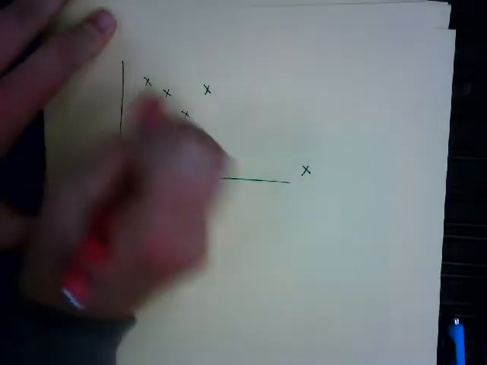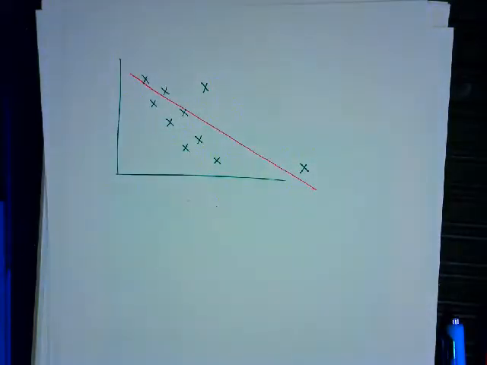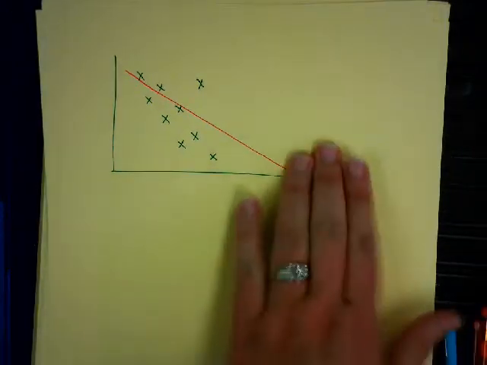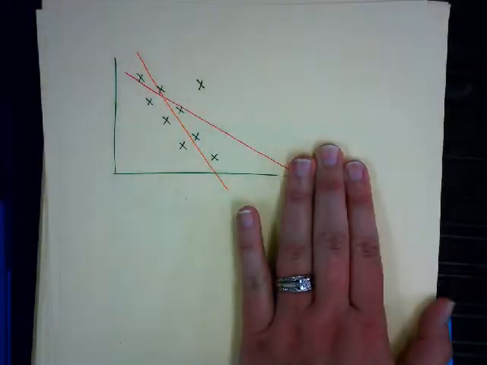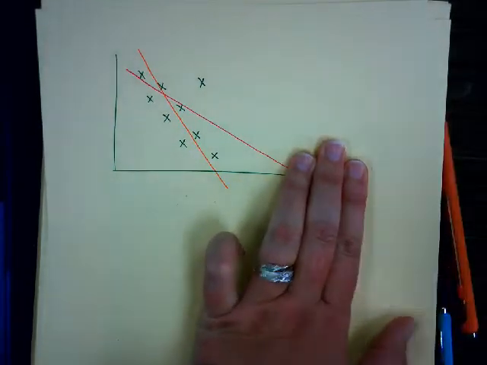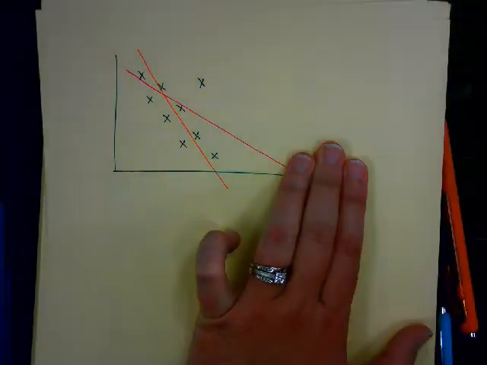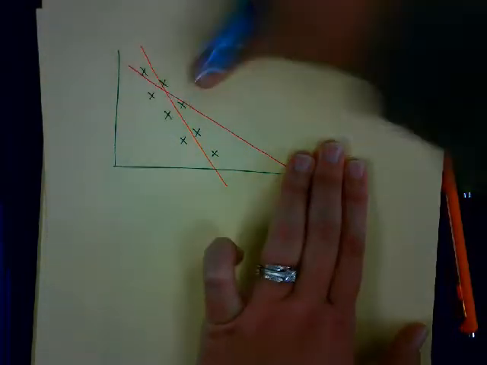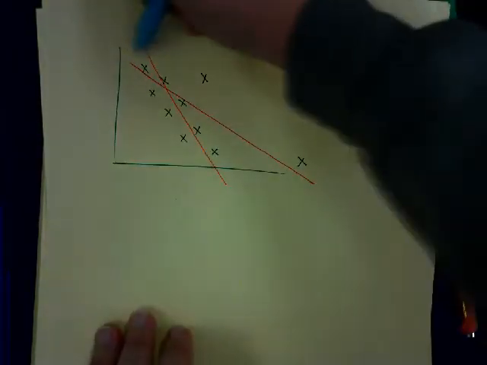Where if I get rid of him, my line's going to change really drastically. But with this guy, my line's there, and it's the orange one, let's say, and I get rid of him, it's not going to change my line a whole lot. So the outlier in the x is going to pull your line towards it, and so it's going to change your slope a lot more than an outlier in the y. Did that help? Yeah. Okay. Any other questions?